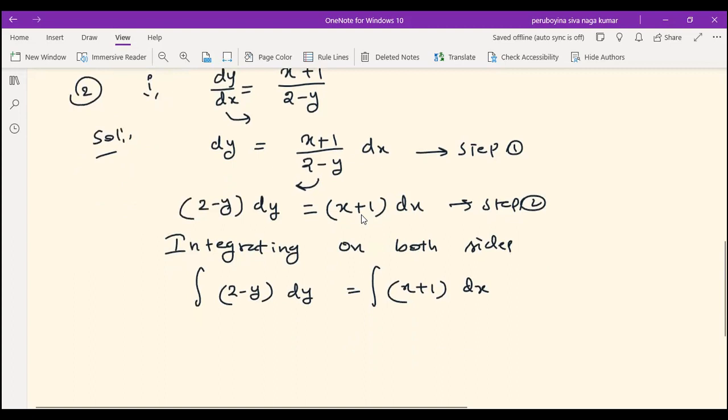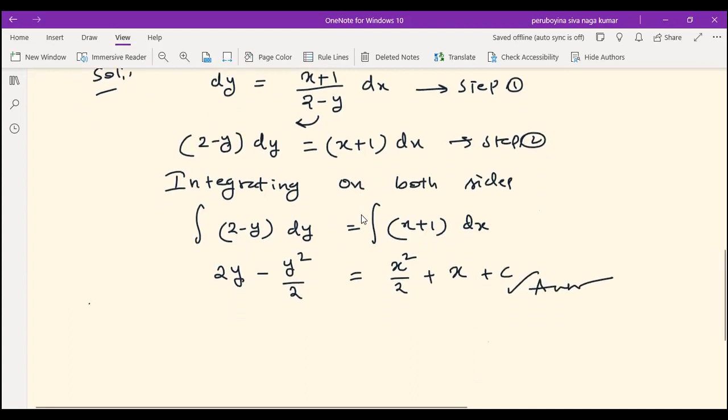Now what is the integral of 2 with respect to y? 2y. What is the integral of minus y? Y square by 2 is equal to, don't write any constants here. For every question, only one constant exists. Understood? So integral of x is x square by 2, plus integral of 1 is x, plus c. You only have to write one constant in the entire equation. That's it. This is the answer. Got it? Understood?